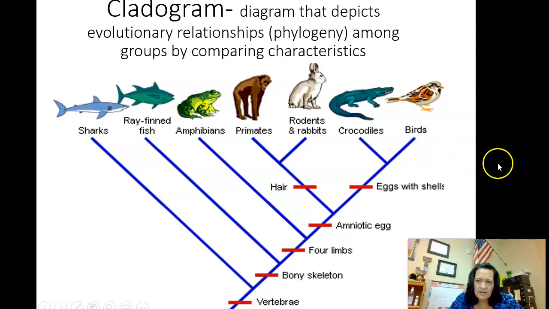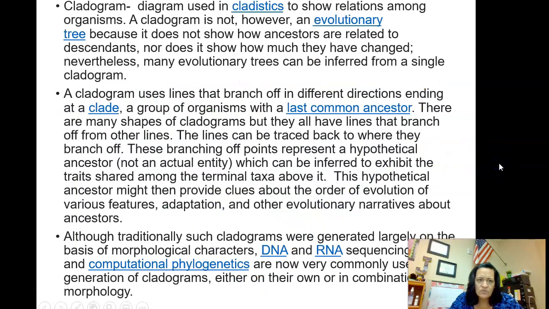The next bit, you can read through this real quick. Again, the cladogram is a diagram used in cladistics, which shows relationships among organisms. It is not, however, a complete evolutionary tree. It doesn't show how ancestors are related to descendants or how much they have changed, but some evolutionary trees can be inferred from the cladogram. Again, you can go back to a least common ancestor, which is that hypothetical ancestor that could provide clues for the order of evolution and adaptations.